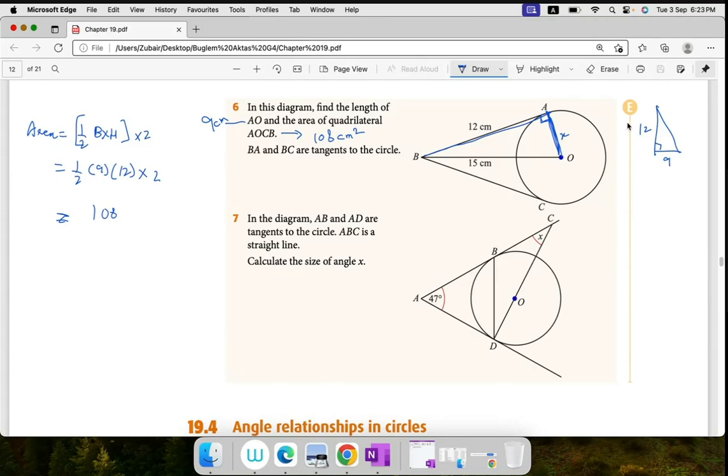Okay. Look at number 7. In the diagram, AB and AD are tangents to the circle, and be careful. Tangent is only perpendicular with the radius. So there is no 90 degrees at B. ABD is not 90. CBD is not 90. In the diagram, AB and AD are tangents to the circle. ABC is a straight line. Calculate the size of angle x.